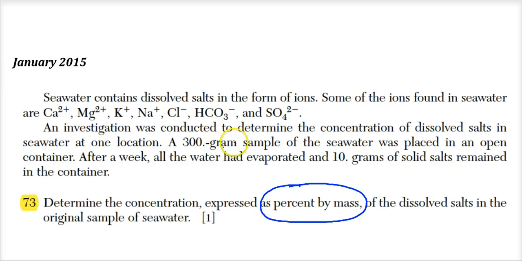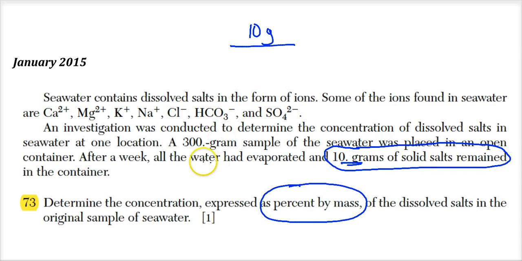Percent by mass is part over total. Well, what's the part? We must have some salts dissolved in water. They said the 10 grams of solid salts remained after I boiled it off. Well, boiling is only a physical change, so therefore the 10 grams is what was dissolved, and that's my part. So 10 grams is my part, and what was the mass of the entire solution? Oh, 300-gram sample of the seawater. So 300 grams is my total times 100.